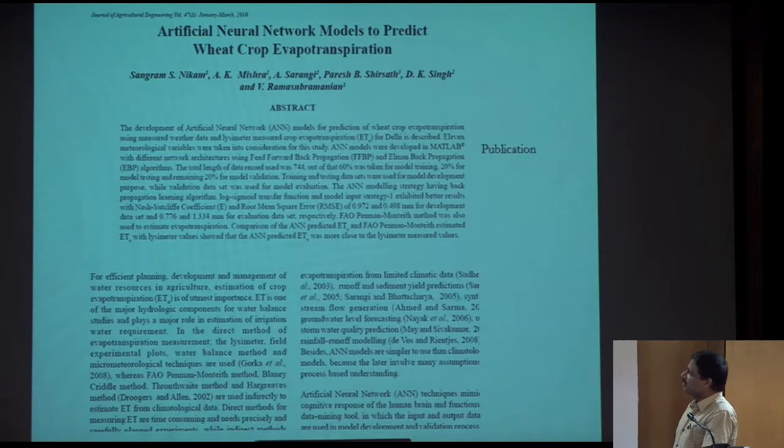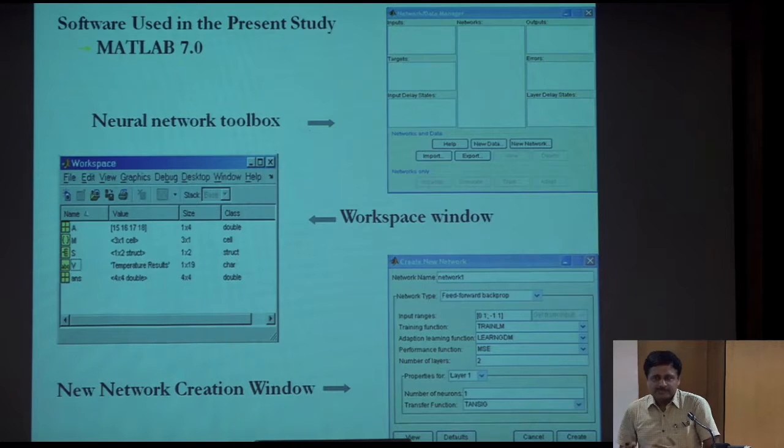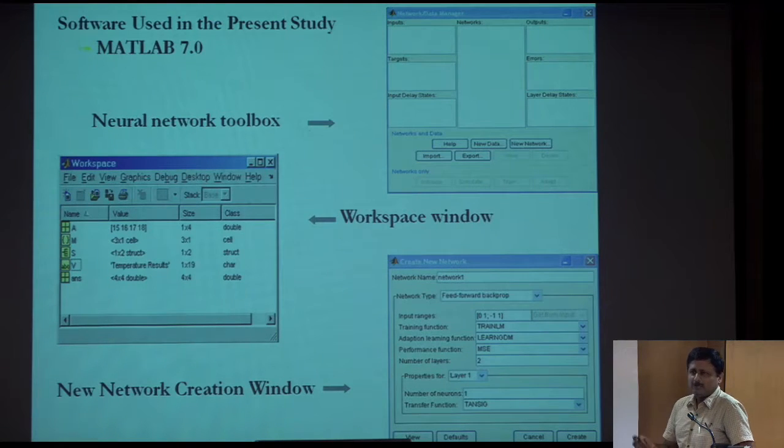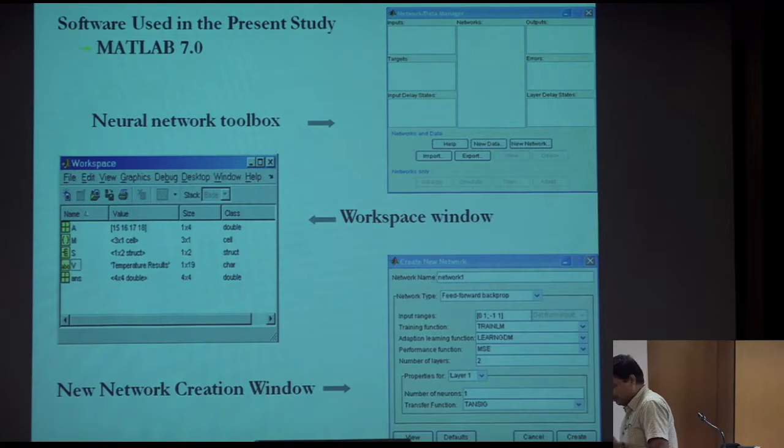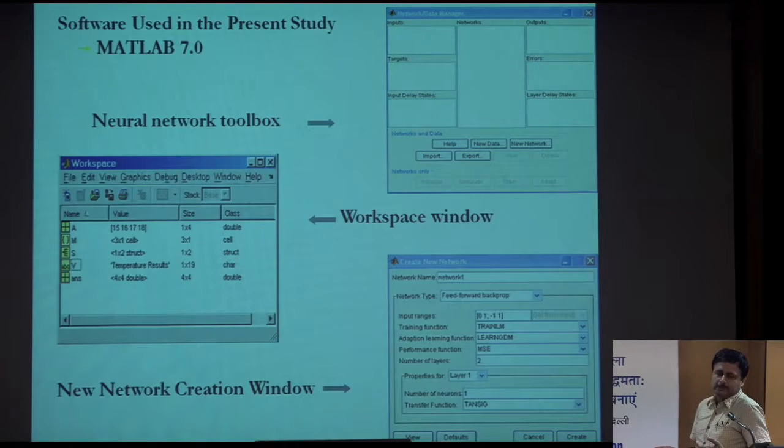Another publication we did was on wheat crop evapotranspiration. This work is very simple, but very useful, because for the last 3 days we have been having a good workshop on evapotranspiration estimation by one of the pioneers in the field, Professor Allen, and they have very complicated procedures. So we tried to minimize the data and see, can we predict evapotranspiration using ANN? We used the MATLAB module for that, and also NeuralWorks Professional.